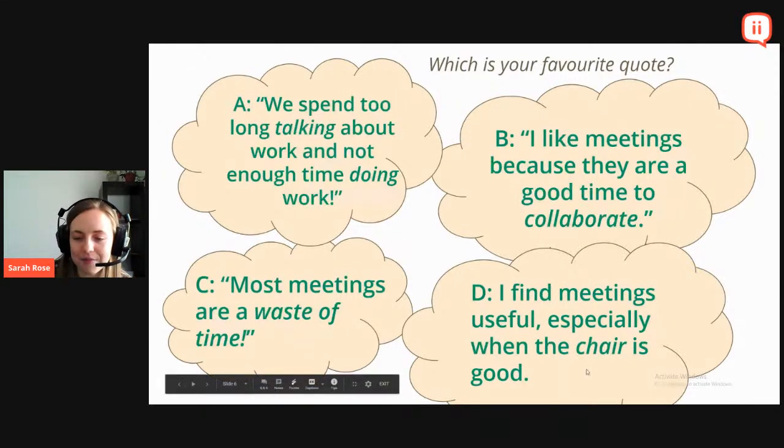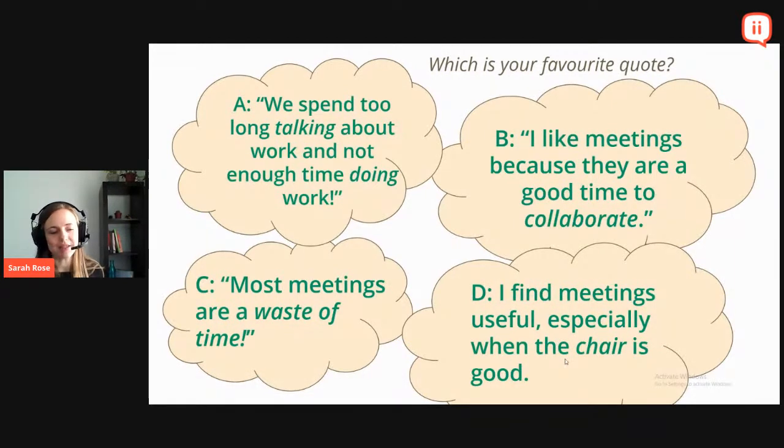What is the chair of a meeting? A chair? Well, obviously, we know what a chair is. I'm in a chair now. I'm sitting in a chair. You probably are too. But when we talk about meetings, what is the chair of a meeting? What do they do? The chair is the person who manages or runs the meeting. They control the meeting. They have the agenda. They say who can speak. And they manage it. If you have a good chair, they make sure everybody can speak, everybody participates, that everything is on time, we don't waste time.